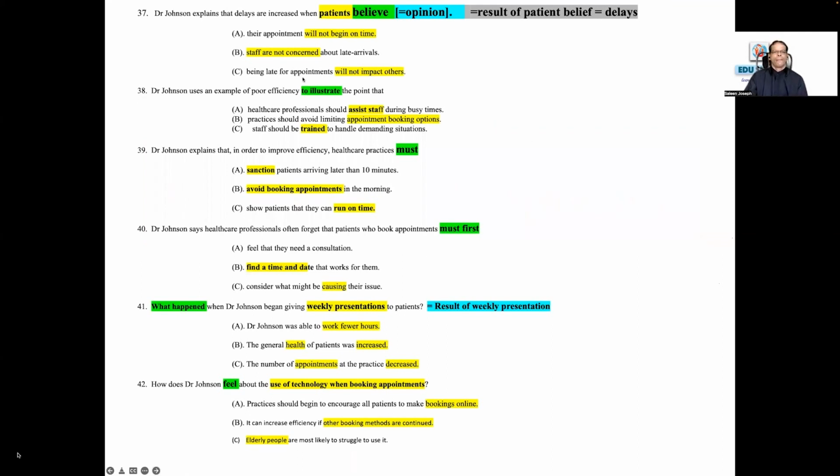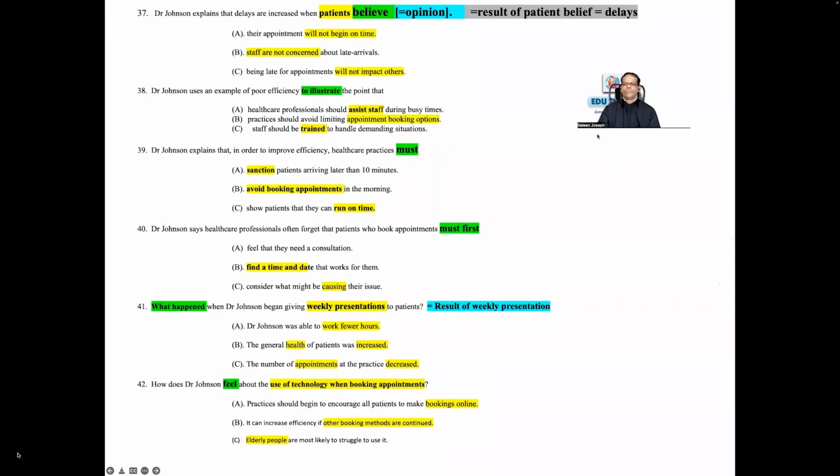Question sequence here. See, this is in sequence. Can somebody read one by one? Okay, these things are added. They are not in the question paper. Now, Dr. Johnson explains that delays are increased when patients believe: first, appointments will not begin on time; second, staff are not concerned about late arrivals; third, being late, appointments will not impact others. The appointments will not begin on time.